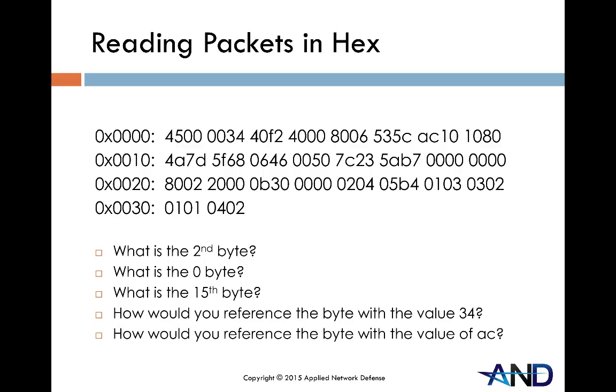Let's try one more. How would you reference the byte with the value of AC? AC is found on the first line towards the end. So find that and count out the value there. If you count it out, you should come to 0x12. So AC is the 12th byte offset from 0 in this packet stream. So hopefully this gives you a couple practical working examples to understand what we're talking about when we talk about counting out bytes. This is an incredibly important thing, and we'll also provide several examples that you can work through independently to try this out on your own as well.